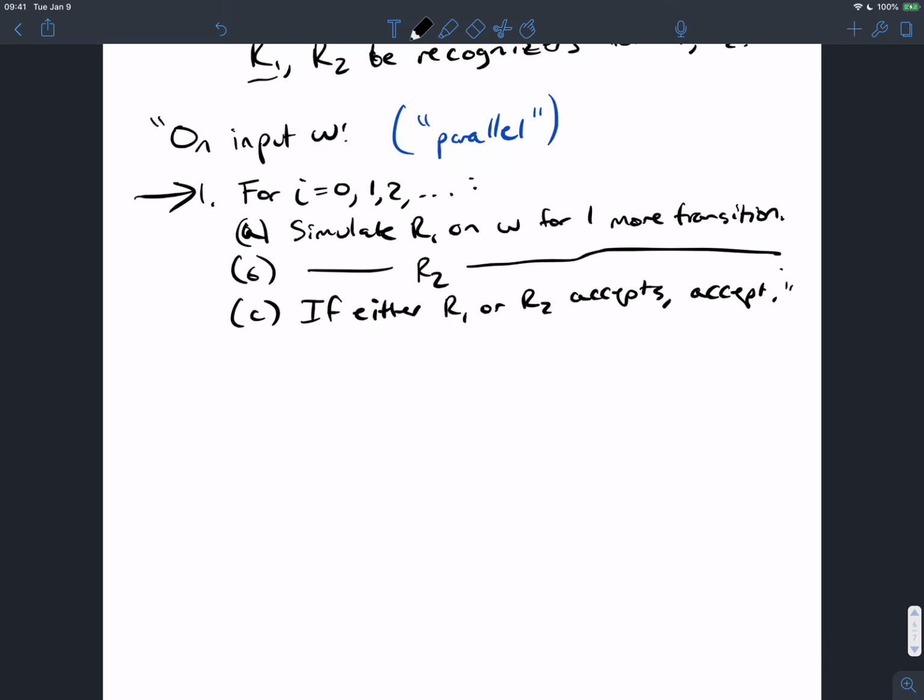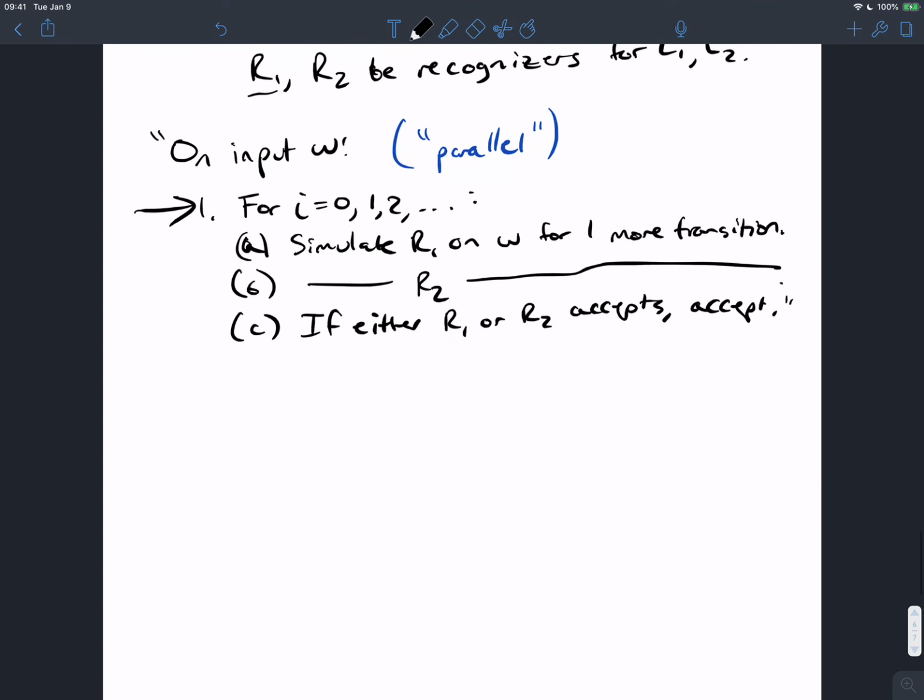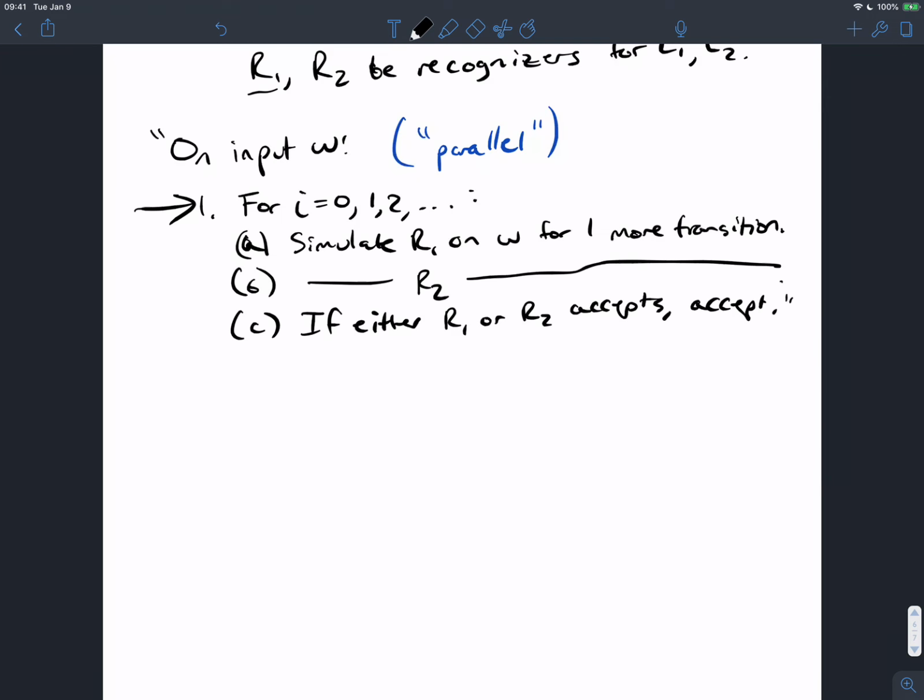What's the transition? Remember, R1 is a Turing machine. So we're in some state with some tape contents, and then we just simulate one more transition. So we save the contents of the tape and the state onto the tape. So going low level here, we then restore that information, run for one more transition, and then save it again.